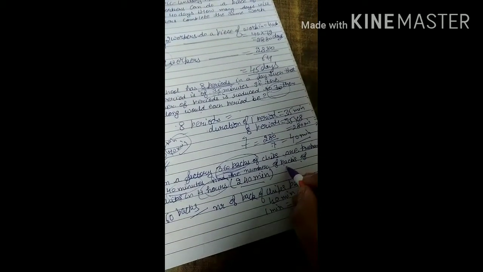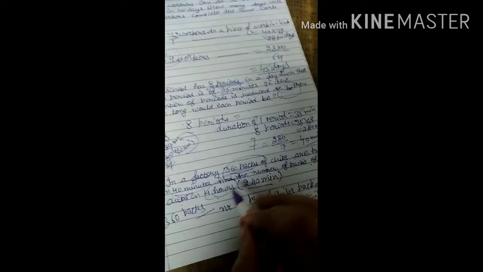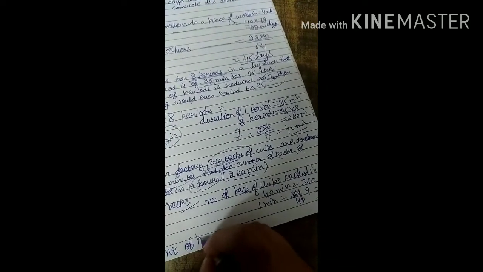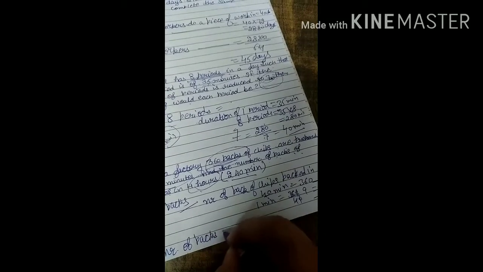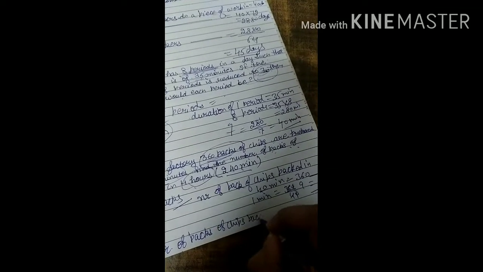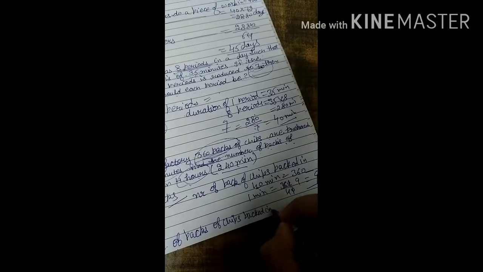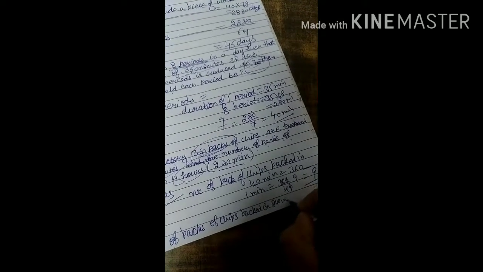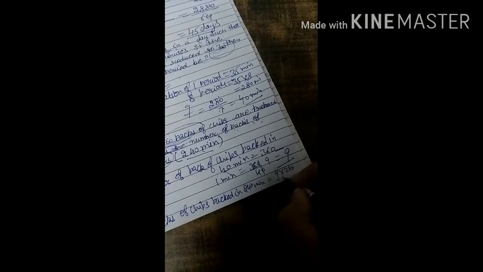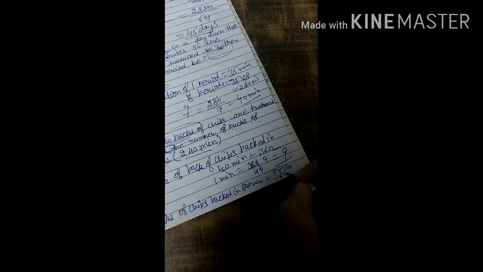So 360 packs in 40 minutes, and in 1 minute they pack 360 over 40, which is 9 packets. Afterwards they are saying find the number of packs of chips packed in 240 minutes. So what is that? 9 multiplied by 240, which equals 2160 packets they will pack.